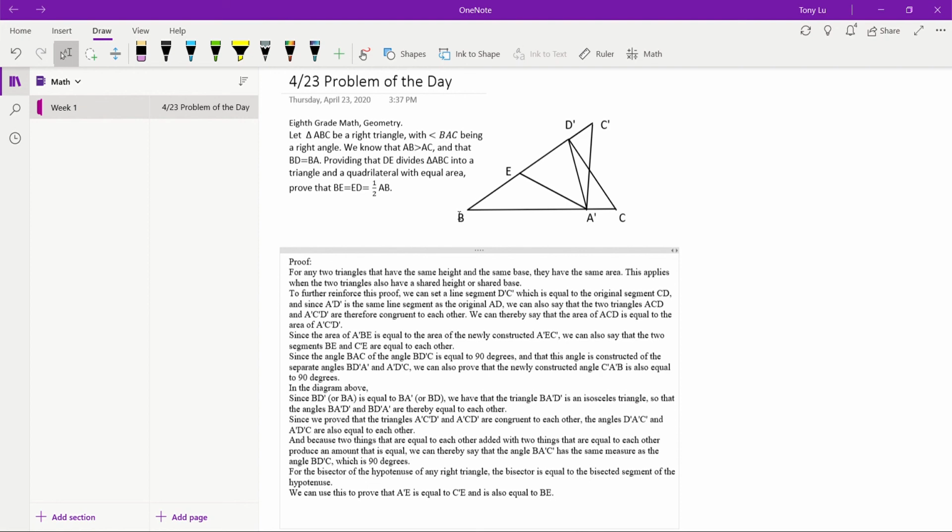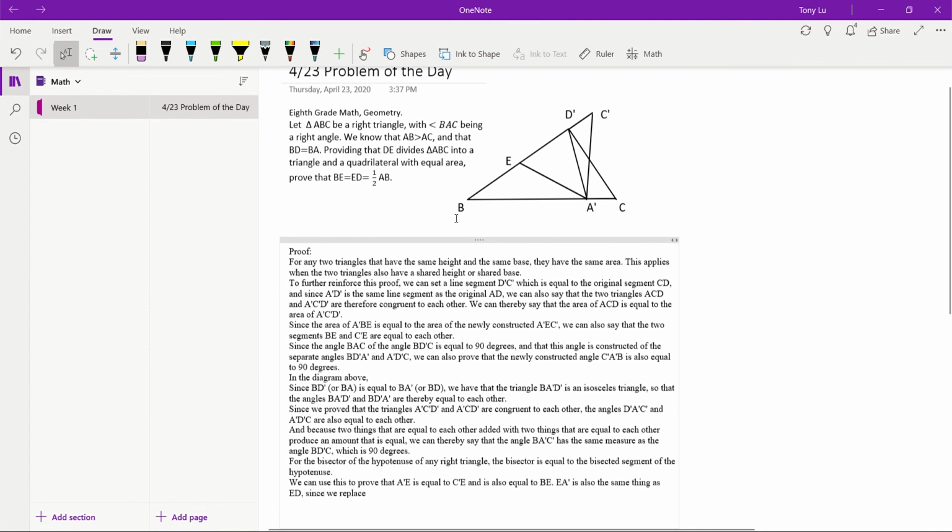As you might remember, EA' is also the same thing as ED, since we replaced these points. So we have proved the first part of this equation, which is that BE equals ED.